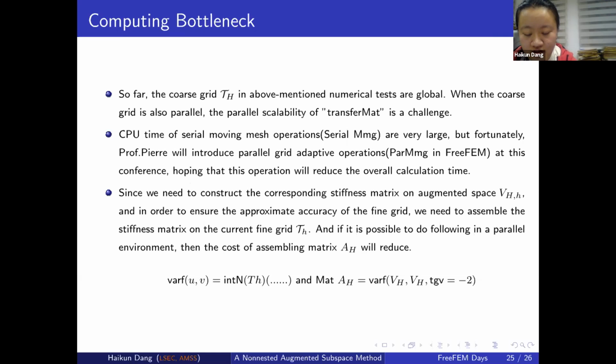And the last thing is that because we need to ensure the approximation accuracy of the fine grid, we have to assemble the matrix on the final grid T_H. But we also use the basis functions in the coarse space V_H. For now, we can only do this from the algebraic form, for example A_H is equal to P transpose times A_h times P. So if it's possible to directly assemble this form, then the cost of assembling matrix A_H will be reduced.